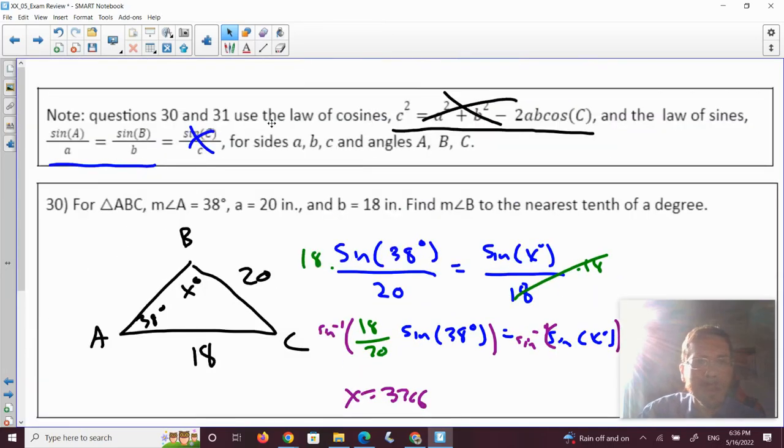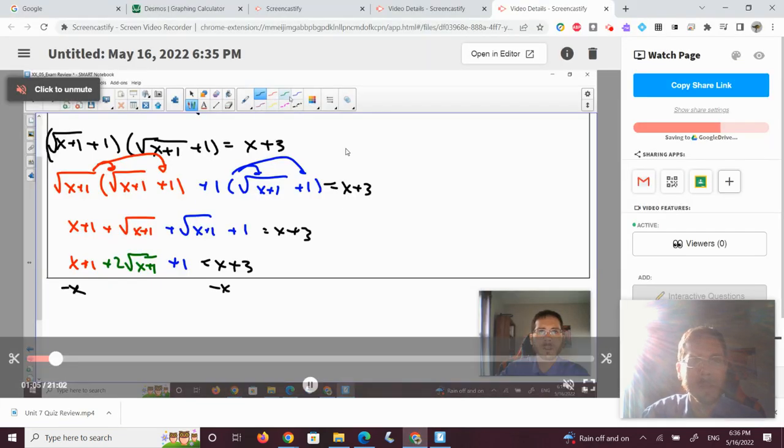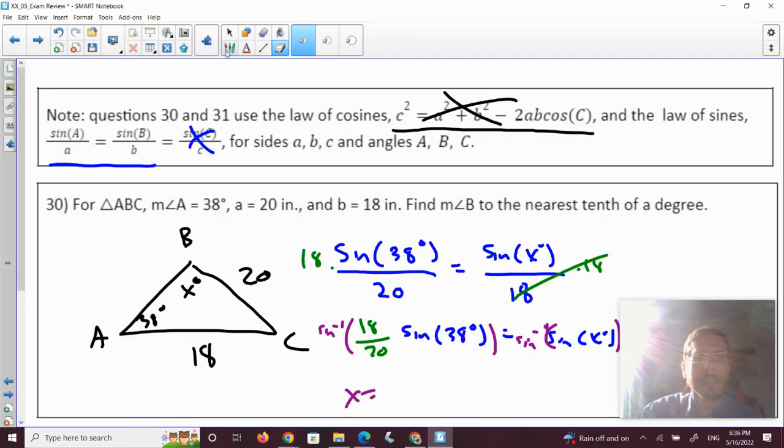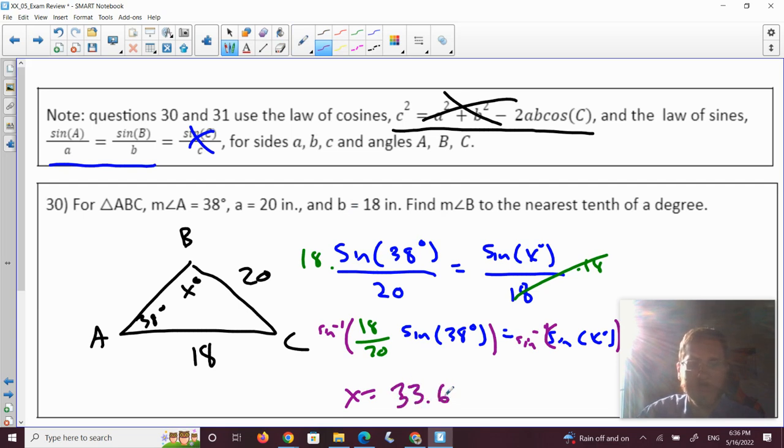All right, rebooted this. So I thought we said that this was 33.6. Let's just fill that in again. Again, where did we get that? Right here, 33.6. So 33.6 degrees. All right, so that's our answer for number 30. All right, one more to go.